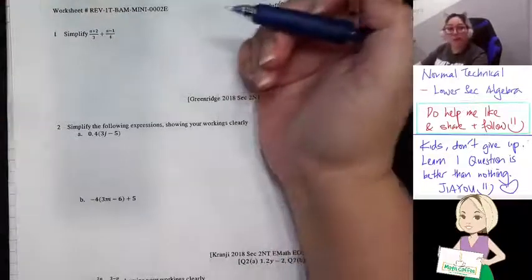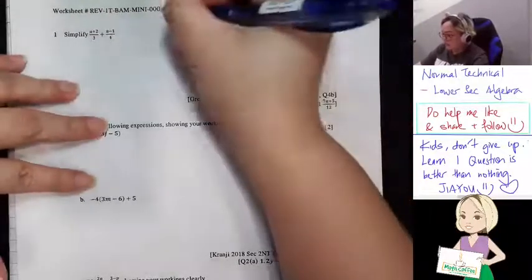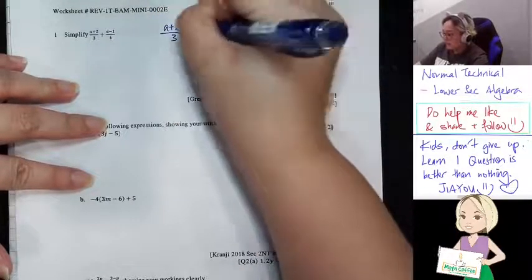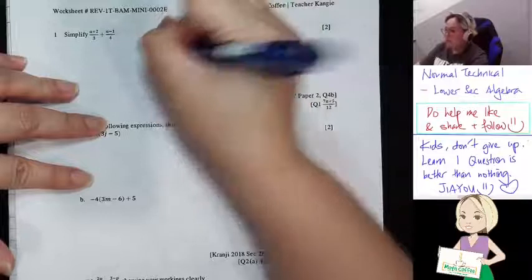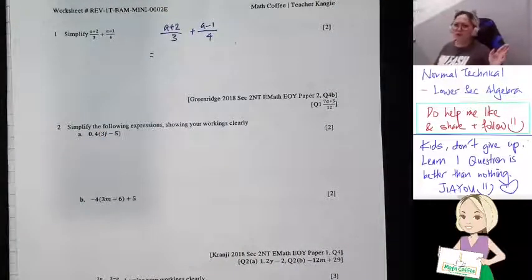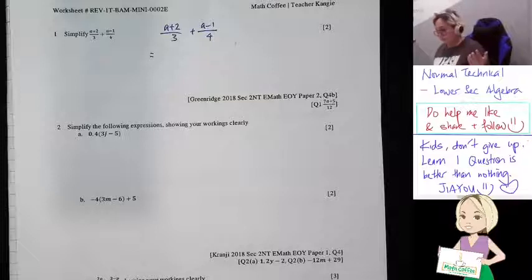Okay, so again, simplify, combine into a single fraction. So you have a plus 2 over 3 plus a minus 1 over 4. So can someone tell me, what's the first thing I need to do? We already did, I think, 2 to 3 questions on the similar concept. So now you tell me whether you learned something. So what's the first thing you need to do?